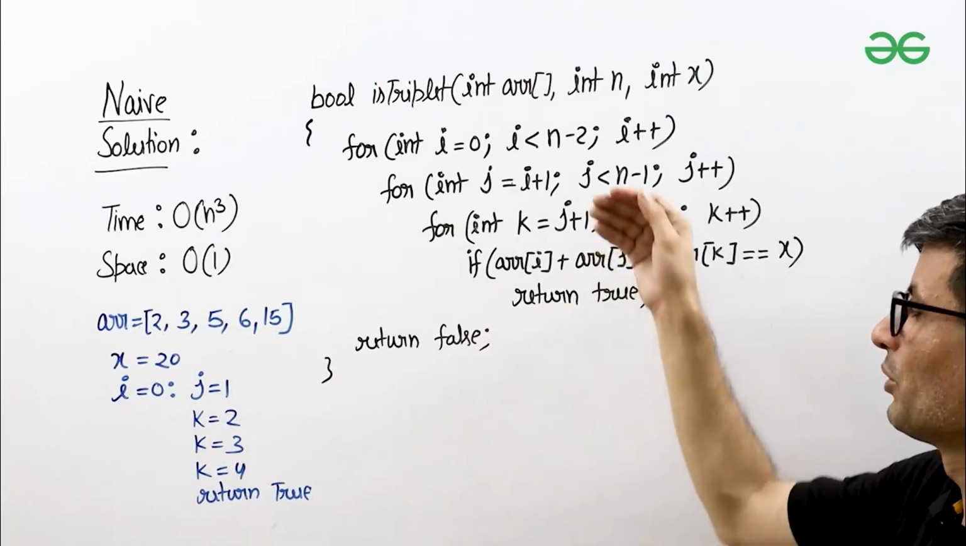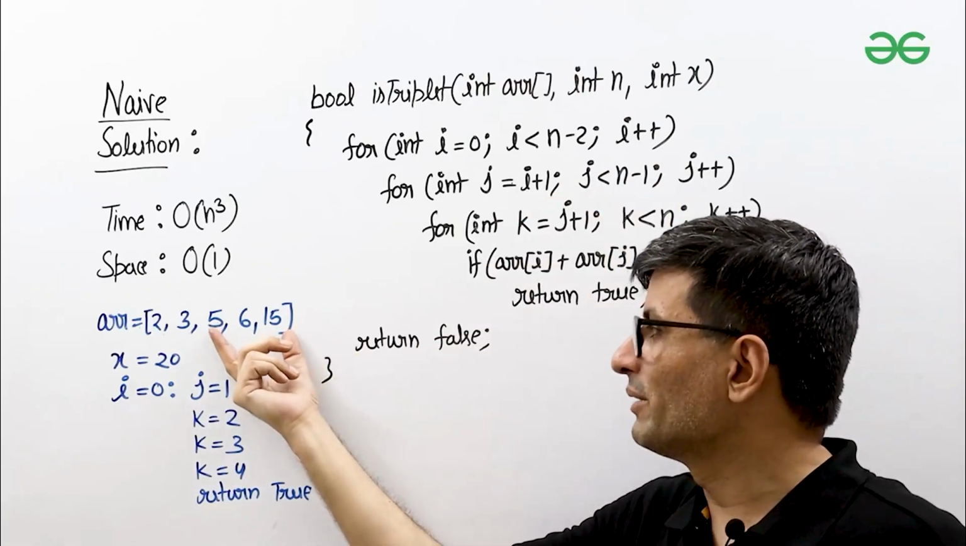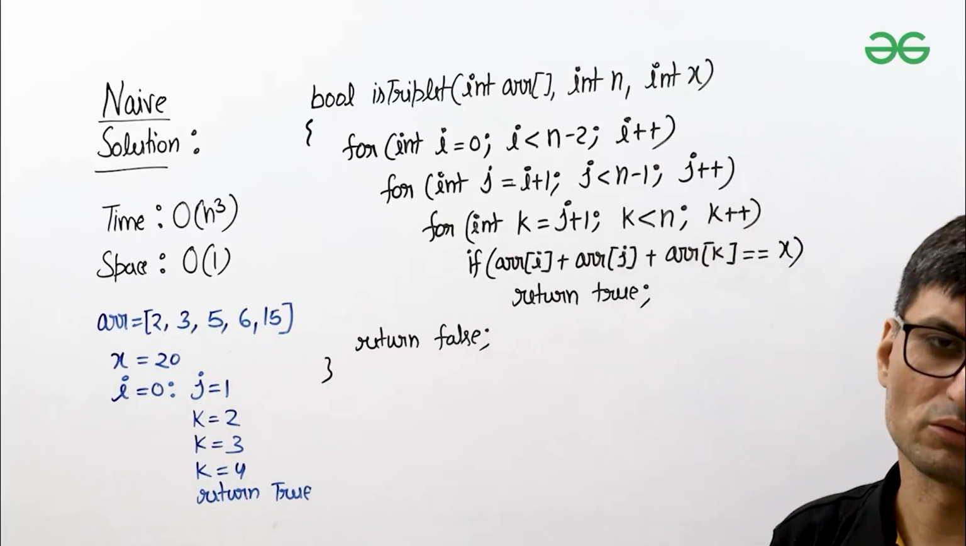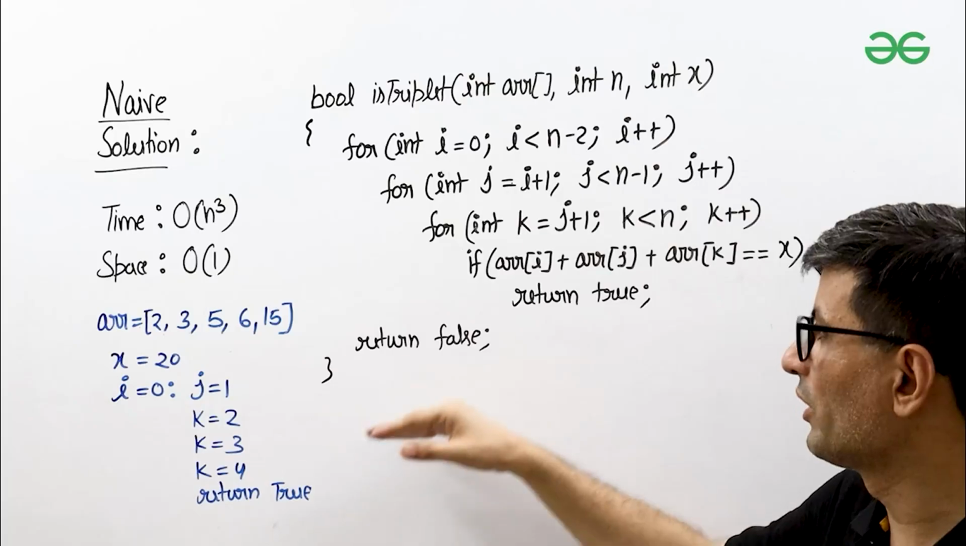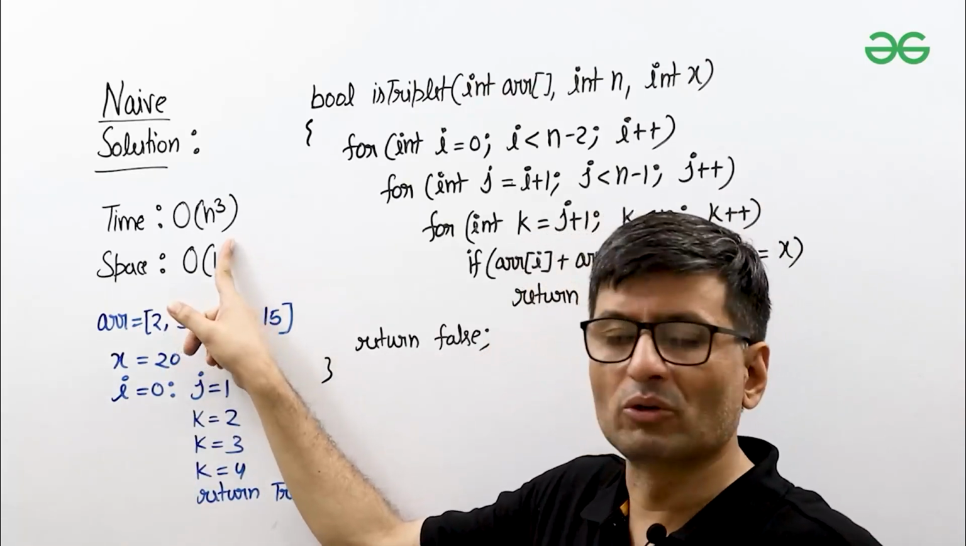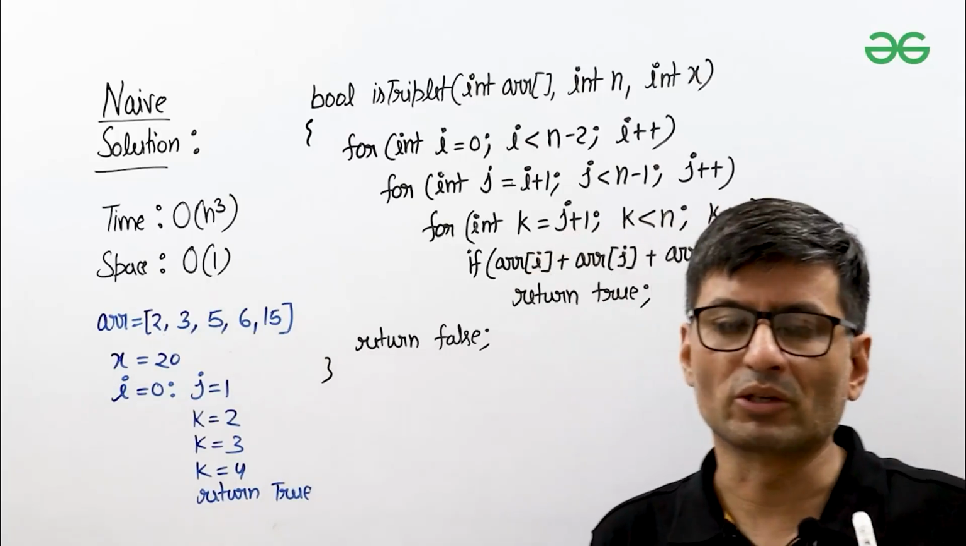Right? And suppose you are given a sum whose value is even greater than the largest triplet sum, or any sum that's not present in the array, then you will come out and you will return false. What is the time complexity of it? It's clearly big O of n cube. Auxiliary space is clearly big O of 1.